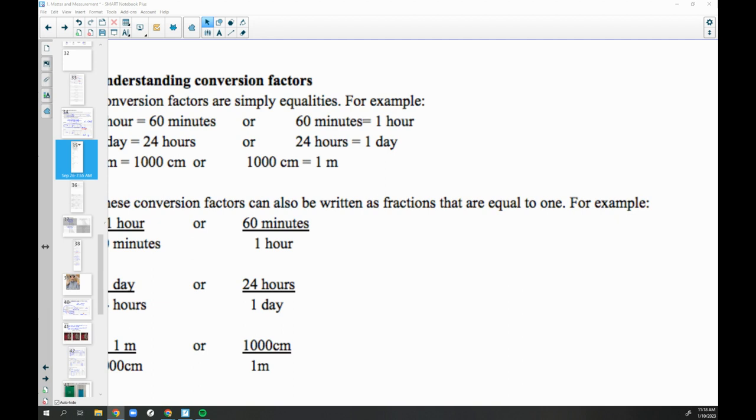Did you guys have any questions about the metric system before we proceed? Okay, I don't want to spend too much time on that because I think we're probably pretty solid.